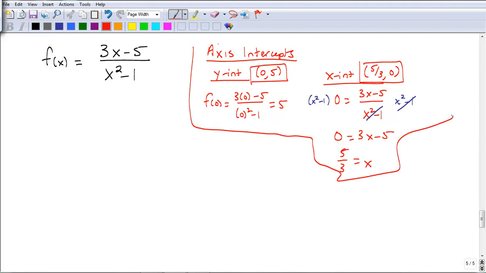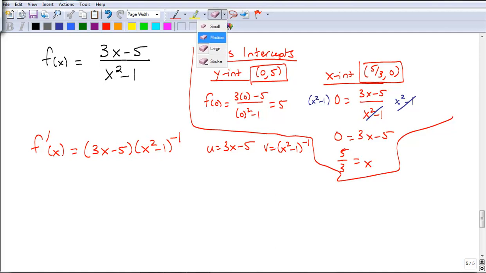Now if you want to find the derivative of this thing to find critical points, you can use the quotient rule, or if you rewrite it, you can use the product rule. When I found the derivative, I rewrote it that way and used the product rule. 3x minus 5 is u, and (x squared minus 1) to the negative 1 is v. But I calculated that derivative, and what I ended up with is, oh wait, that's not f prime, that's f.